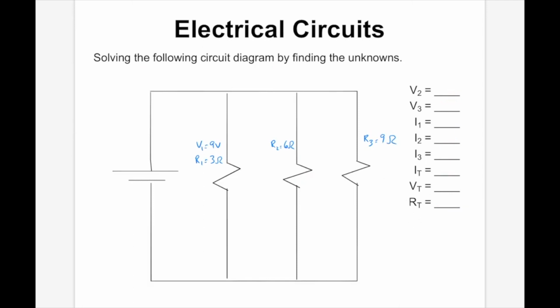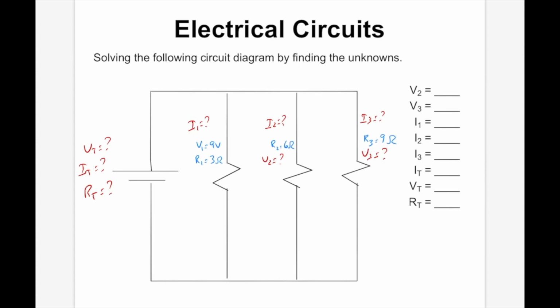Solve the following circuit diagram by finding the unknowns. So similar to the last question, we need to find I1, we need to find I2, we need to find V2, we need to find I3, V3, we need to find V total, I total, and R total. Now I said it's similar. The only difference is now it's a parallel circuit, so it's going to make it more complicated.